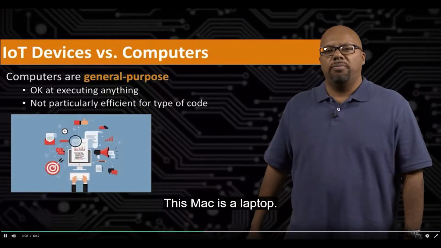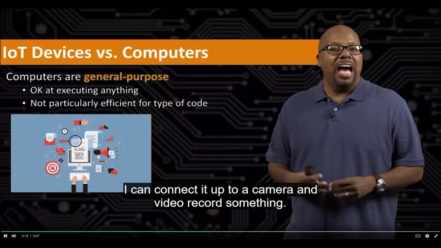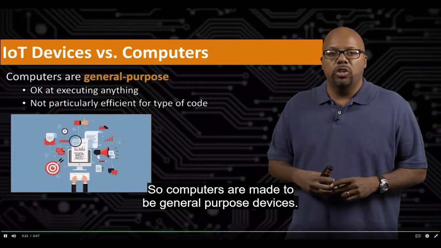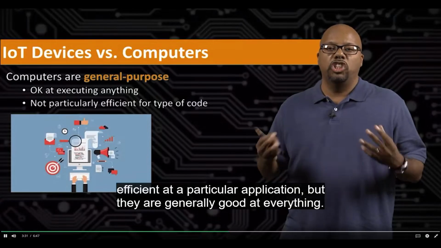Say I buy a Mac. This Mac is a laptop. This Mac laptop is meant to run code, and it can run any kind of code. I can play a video game on that thing. I can connect it up to a camera and video record something. I can run whatever kind of code I want on that computer. So computers are made to be general purpose devices. Now, they're not particularly good or efficient at a particular application, but they are generally good at everything.